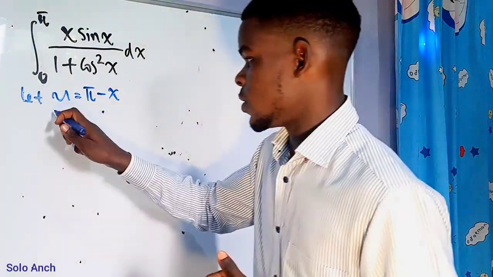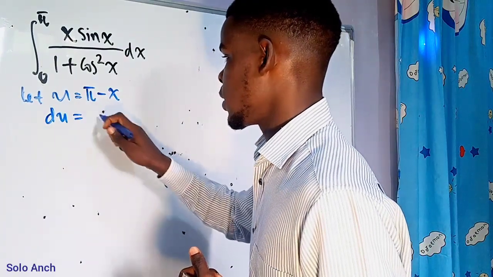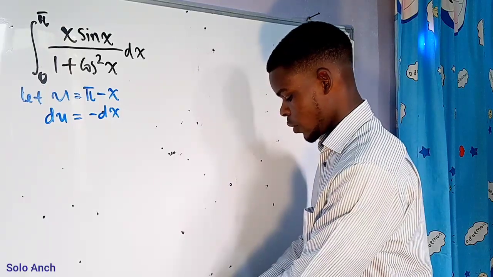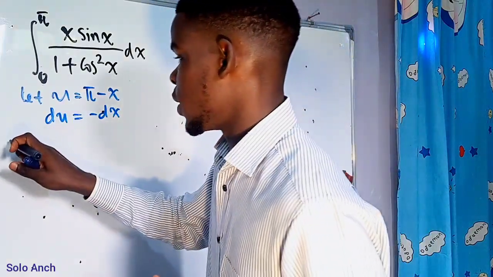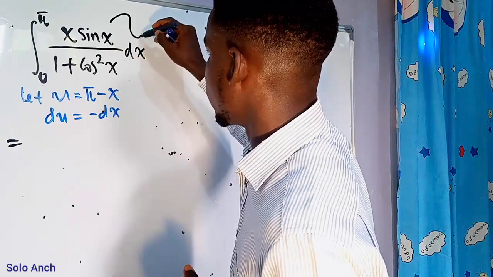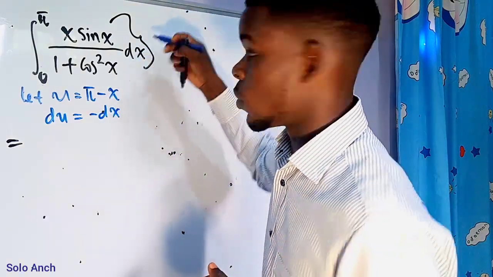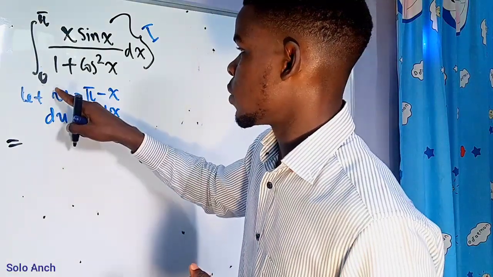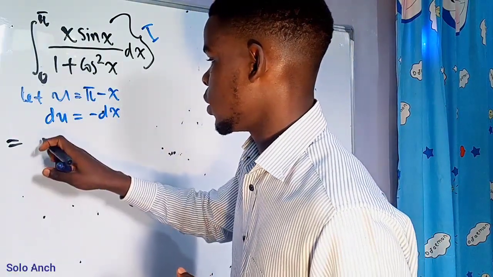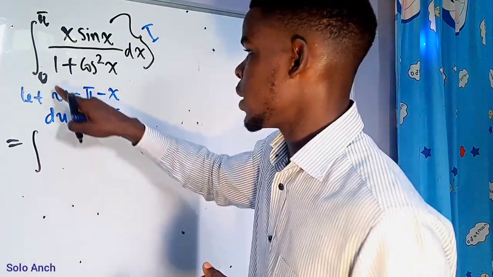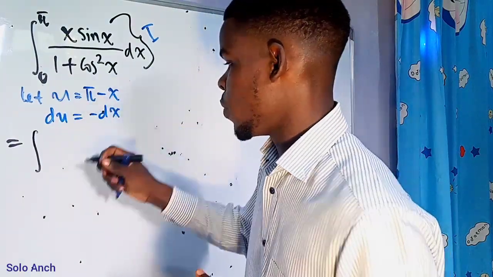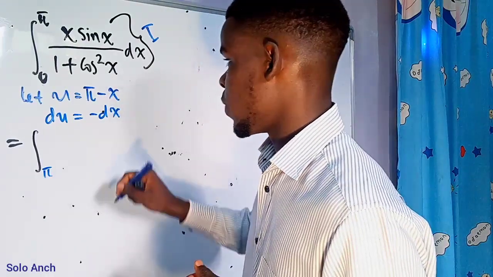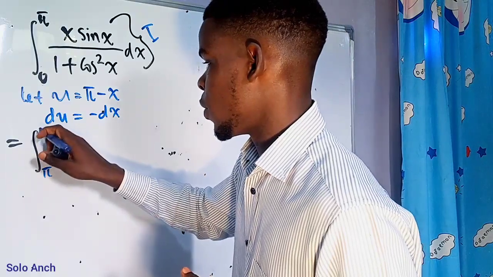Okay, so we differentiate that to get negative dx, right? That's not bad. So when we do the substitution, I should also remember to give this a name. I'm going to call it I, right? So this is going to become the integral from 0 up to pi. Notice that when x is 0, u will be pi, because we are changing from the x variable to the u variable. So we also change the bounds as well. And when x is pi, u will be 0.